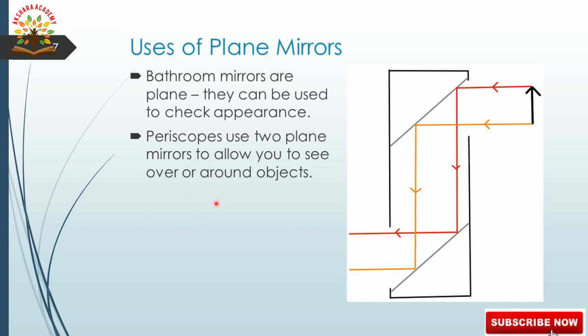In this session we discussed what an image is, real image, virtual image, and mirror. A mirror is a polished surface which reflects almost all the light incident on it. We also discussed plane mirrors and the uses of plane mirrors in our daily life and for scientific purposes. These are all the uses of plane mirrors.